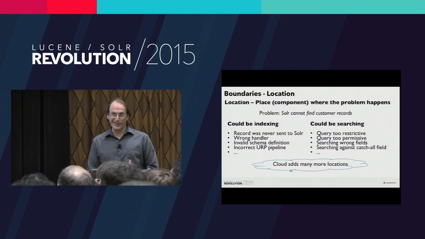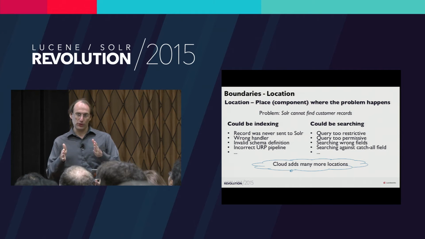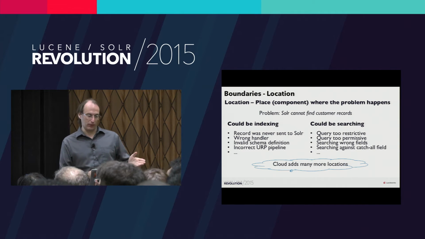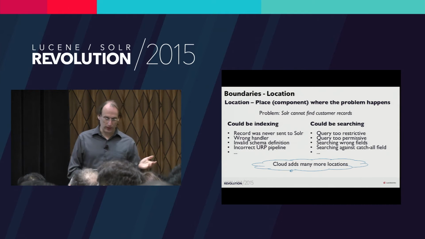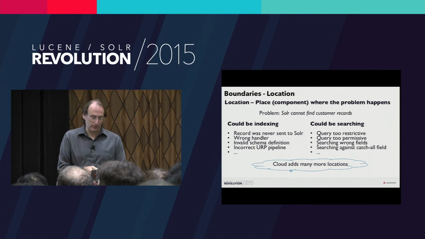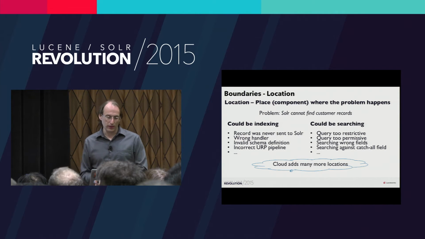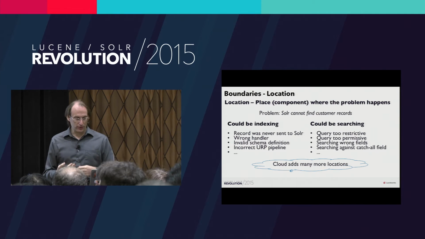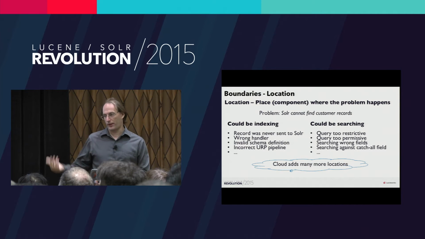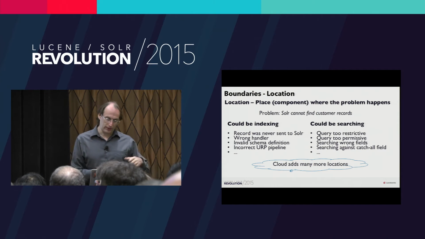It could have been indexing. It could have been search, right? You have to split that into two, and you have to figure out if it's indexing, well, maybe the record was never sent to Solr if you're coming from a third-party system. Maybe you use the wrong handler, so the parameters are all wrong. Maybe the schema definition is incorrect, and so on. You might have used the wrong pipeline, right? But first you need to decide whether it's indexing or searching.